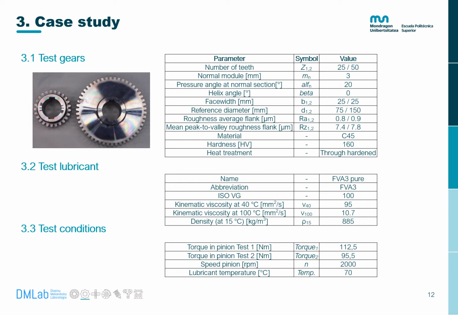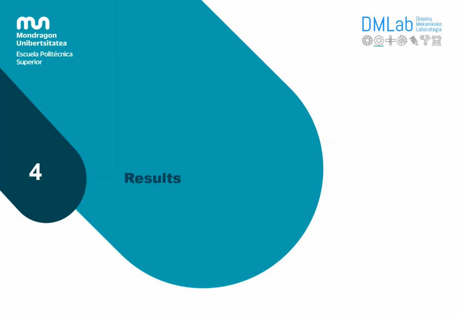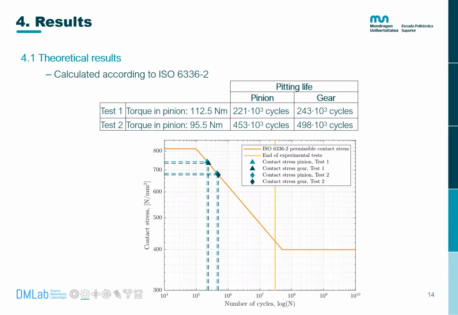The torque applied in the pinion in the first test has been 112.5 Nm and in the second test 95.5 Nm. The results. In this slide, theoretical results calculated according to ISO 6336 Part 2 are presented.